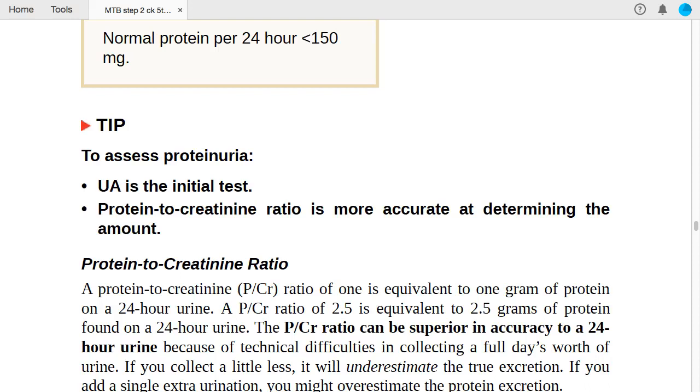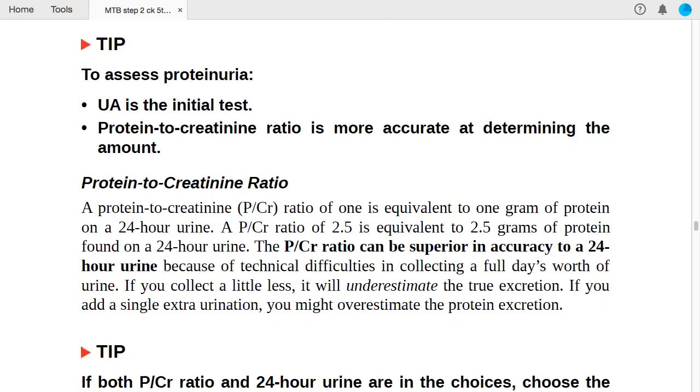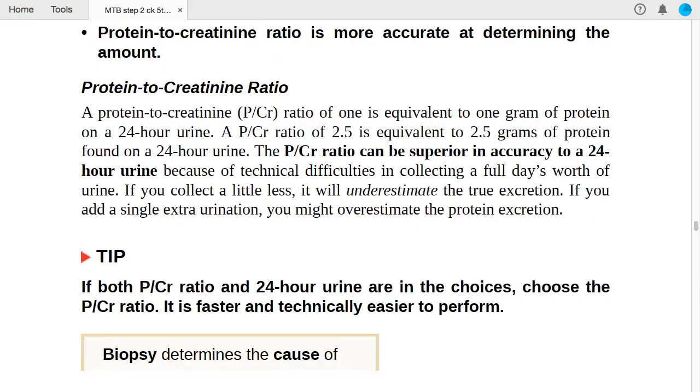Now, protein to creatinine ratio is more accurate at determining the amount. So if we want to check the amount, we can go for the protein to creatinine ratio. A protein to creatinine ratio of 1 is equivalent to 1 gram of protein on a 24 hour urine. If the ratio is 2.5, that is equivalent to 2.5 grams of protein. The ratio can be superior in accuracy to a 24 hour urine, so it's far better to go for the protein to creatinine ratio than the 24 hour urine collection.